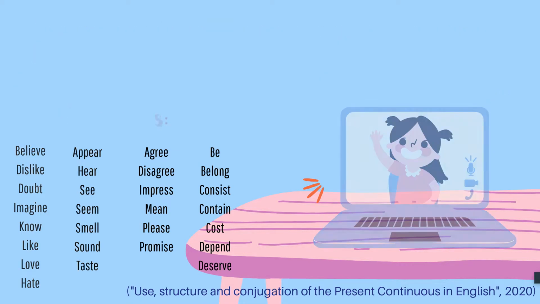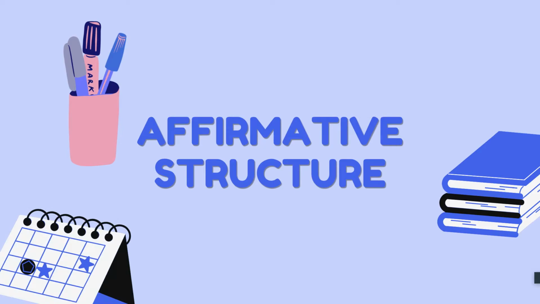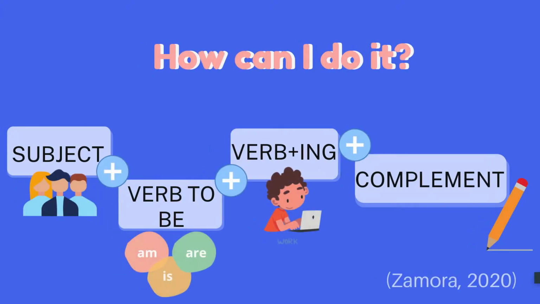Now that we know the rules of conjugation, we can talk about how to form the present continuous, that is, its structure. Let's start with the affirmative form. As we see, the present continuous affirmative is formed from the subject plus the verb to be, which can be am, is, or are, plus the verb with the ending ing, plus the complement. As we can see, here the auxiliary verb does not receive any transformation since the one that changes is the main verb. It's very easy.